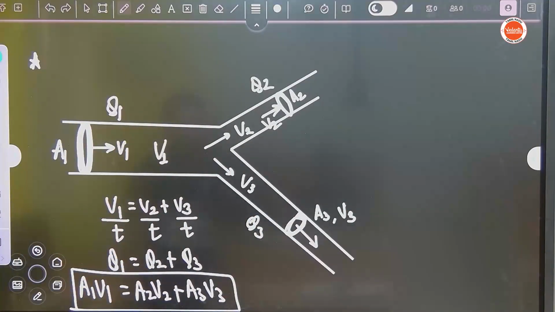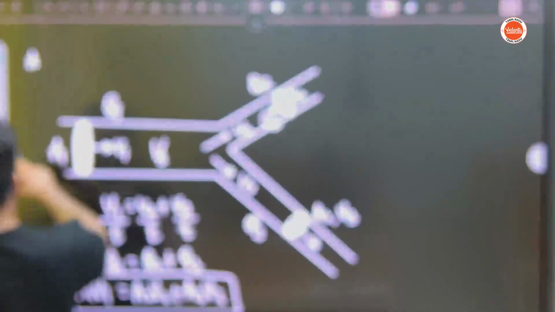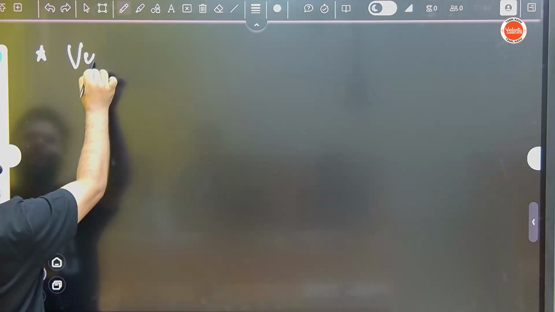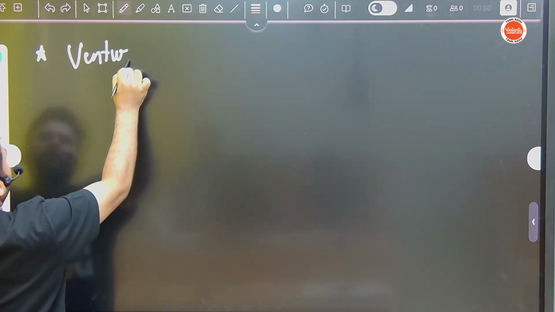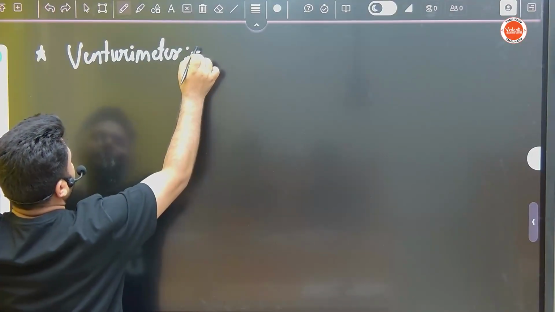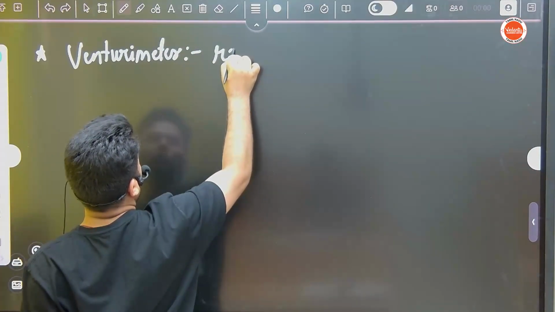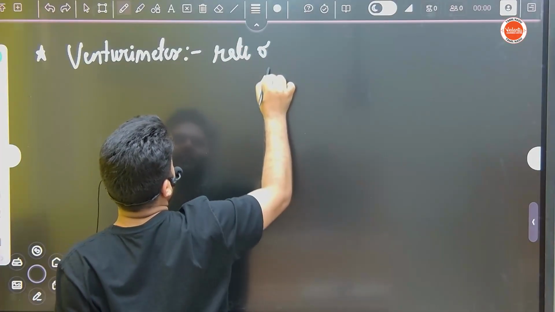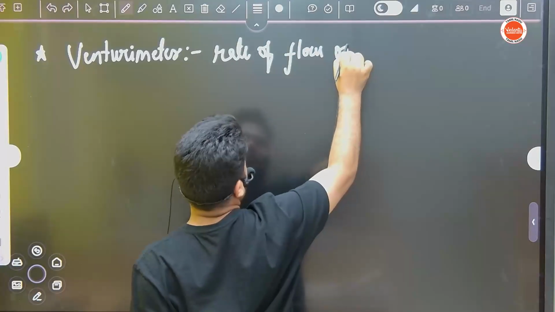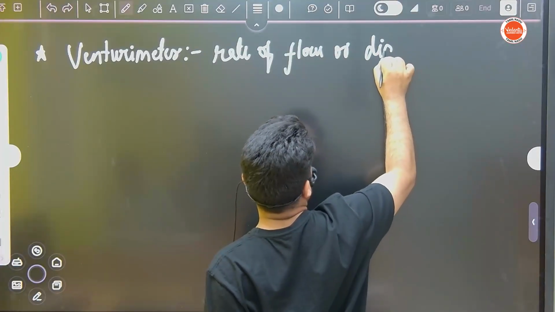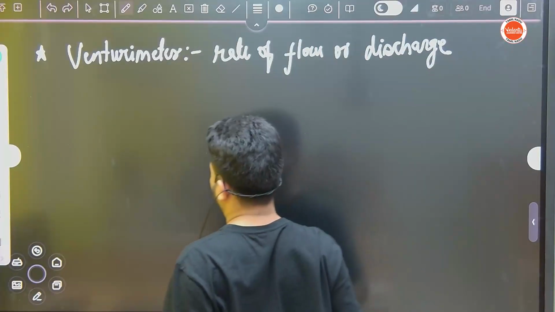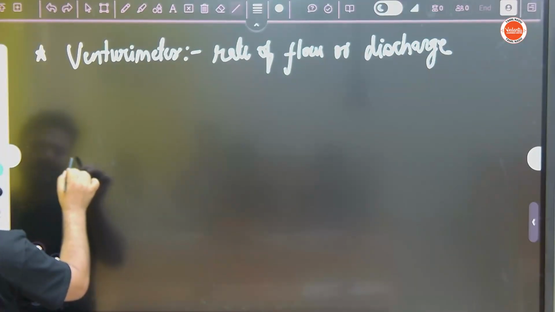Venturimeter needs to be discussed. You must have heard this word, venturimeter. What does this device do? Venturimeter measures discharge or rate of flow. This is the device which measures rate of flow or discharge. They can ask in the exam. Okay. Now, how does a venturimeter look like?